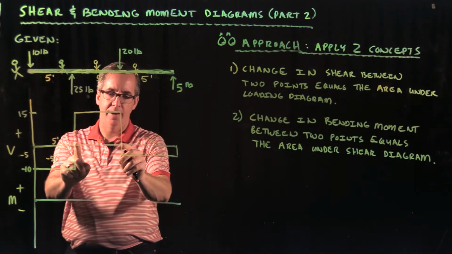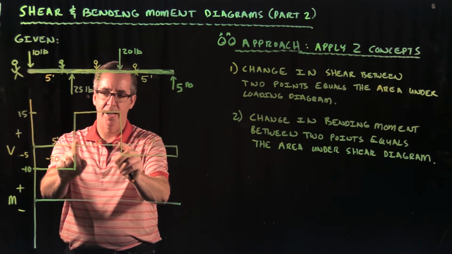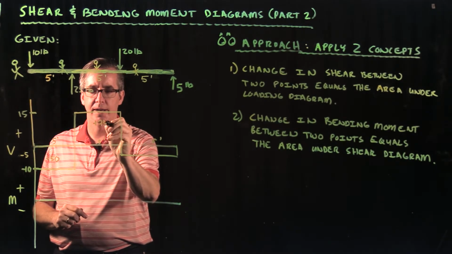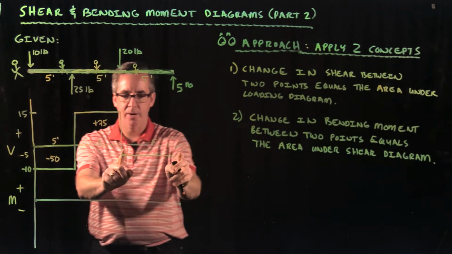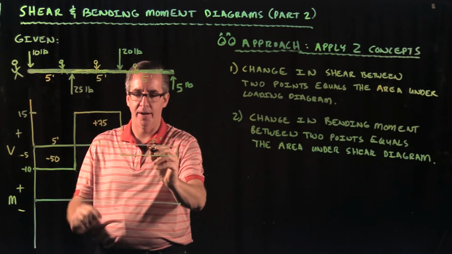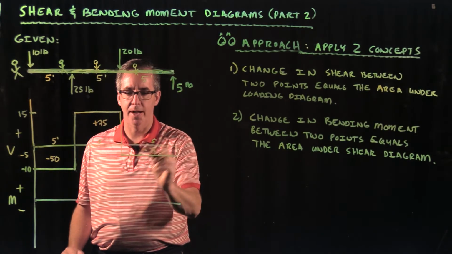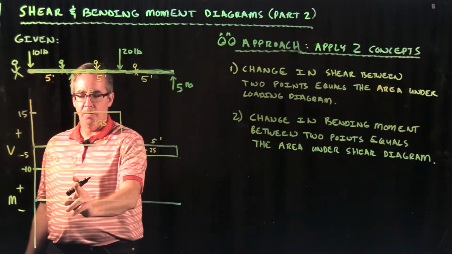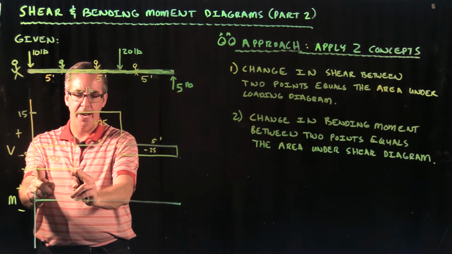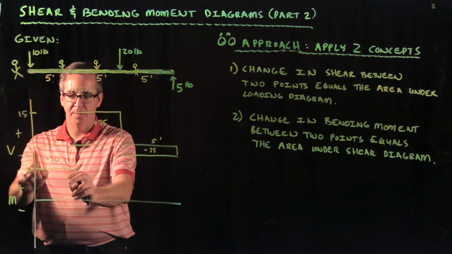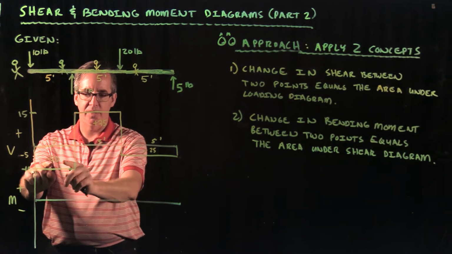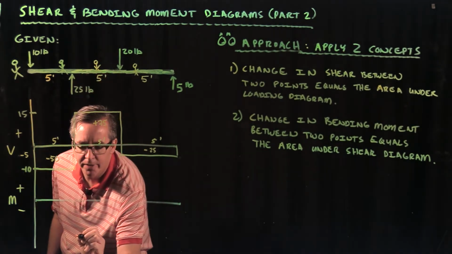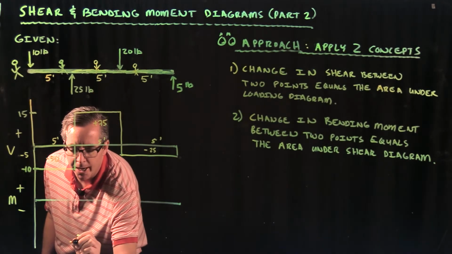Likewise, this rectangle has a base of 5. This value here is 15, so we have an area of plus 75. And then the area here, we have 5 feet with the value of negative 5. This area here would be minus 25. So the change in bending moment between 2 points is equal to the area. So we know, for example, from going to x equals 0 to x equals 5, that the total change is minus 50. So we have this value down here of minus 50.